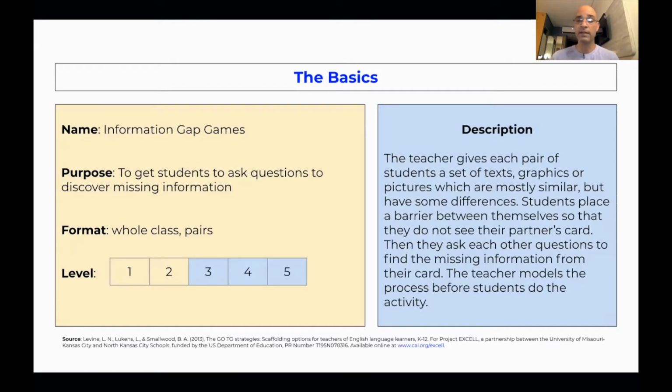So the students would then place a barrier so they don't see each other's cards or pictures. Or they can sit back to back. That also works. But there's basically a barrier, either physical or not, between the students so that they do not see their partner's card. That's the point here. Then they ask each other questions to find the missing information from their card. Or sometimes the information is not really missing, but it's just different, to find the differences. The teacher models the process before students do the activity.